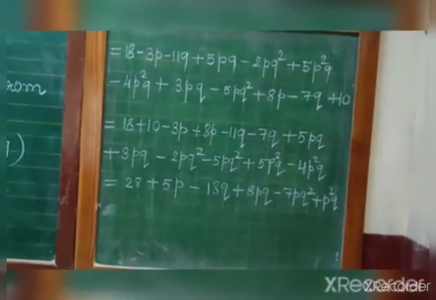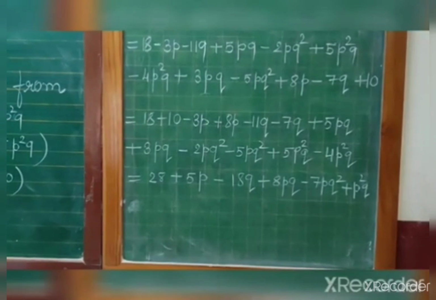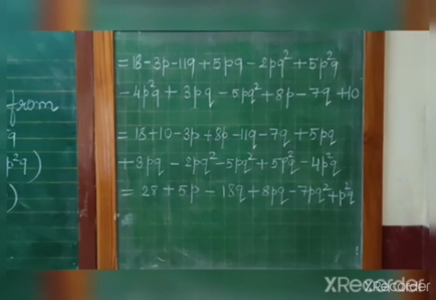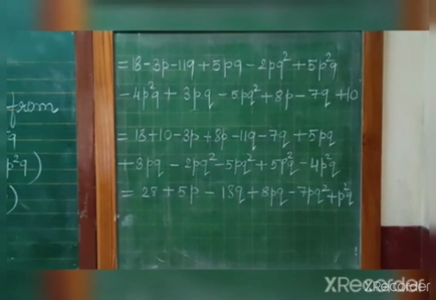The rest of the two sums you will solve. So here exercise 9.1 is completed. You will complete this in your CW notebook, and for this you will complete your work in your simple lined notebook, lined page notebook.